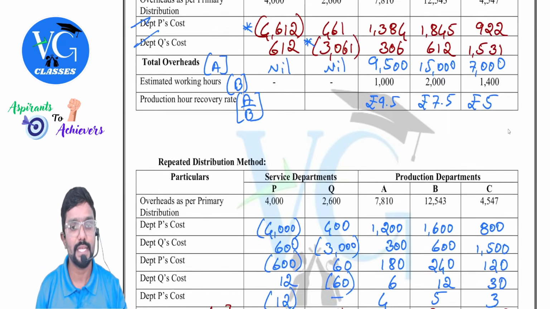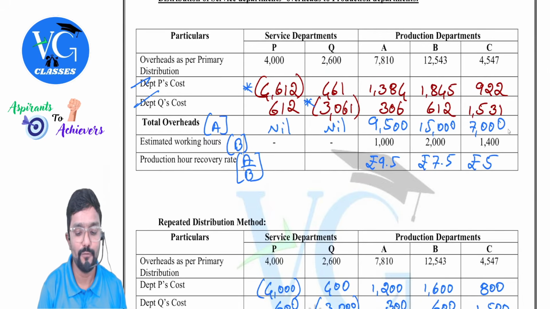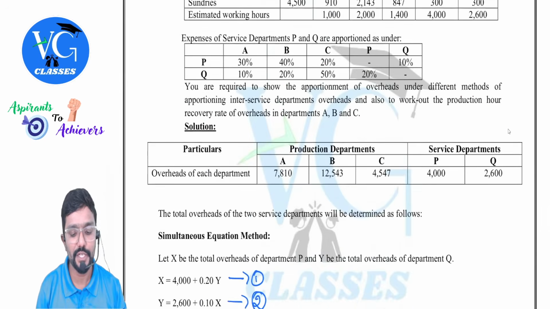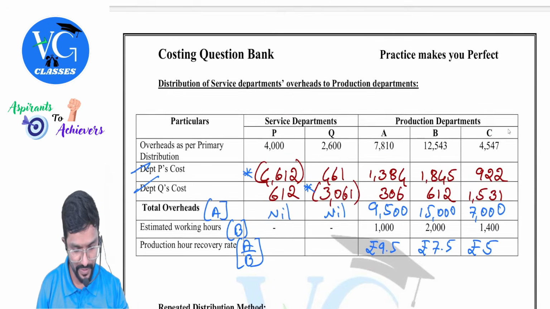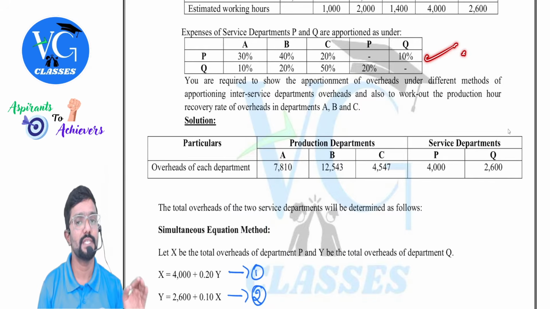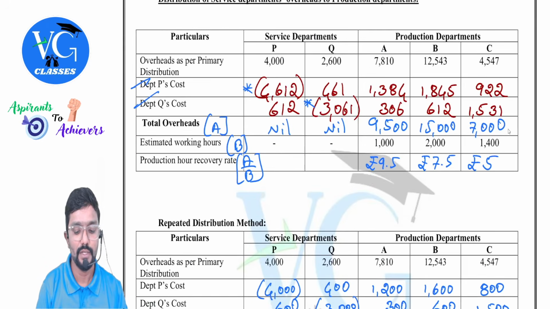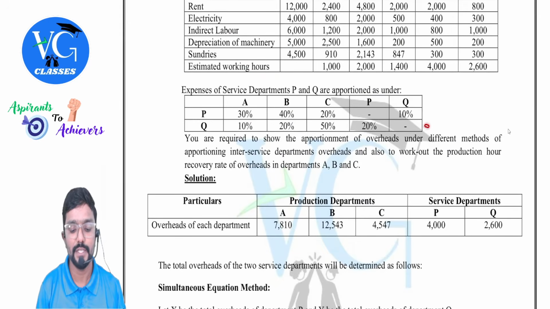What should we do? In the next table, we will take this and reapportion it to all the departments, guys. 4,612. We will reapportion it in what ratio? 4,612 is whose cost? P's cost. So we will redistribute in this ratio, guys. 30, 40, 20 and 10, including for Q. Same way, Q's cost is how much, sir? 3,061, including 461 what they received from P. Correct? Yes. We will redistribute it in what ratio, sir? 10, 20, 50 and 20%.